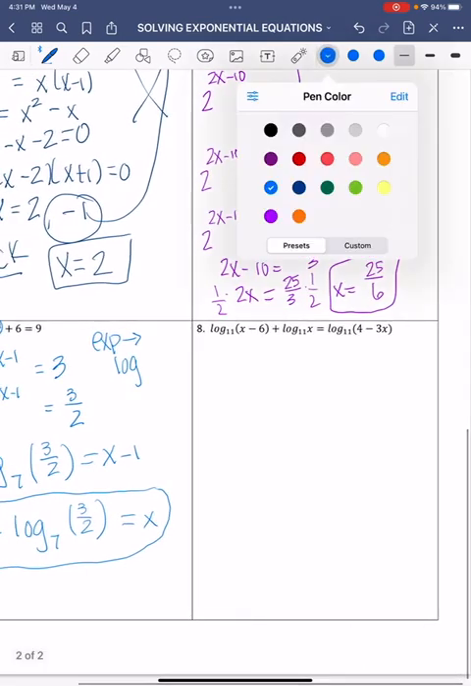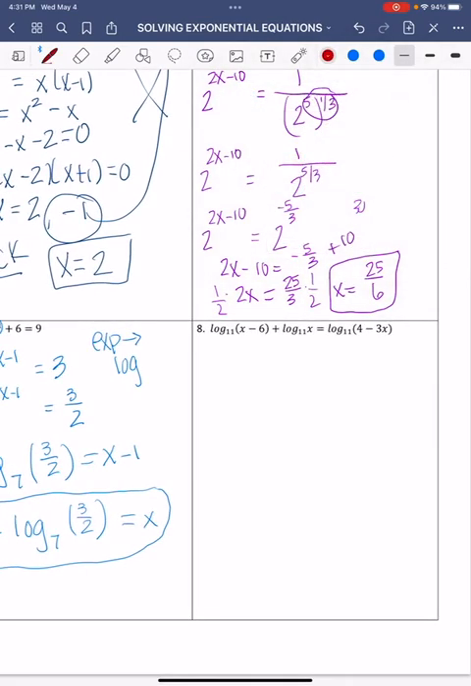All right, last one. I have 2 logs, add logs, multiply arguments. Okay, I've got a log on the left with a base of 11. I've got a log on the right with a base of 11.